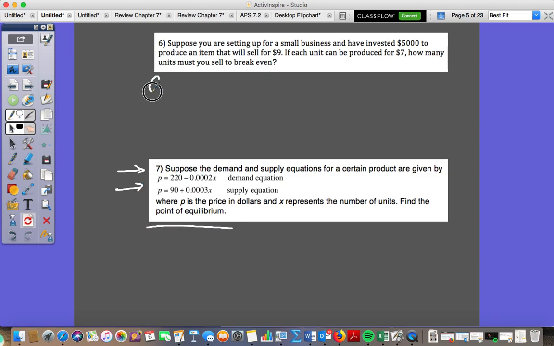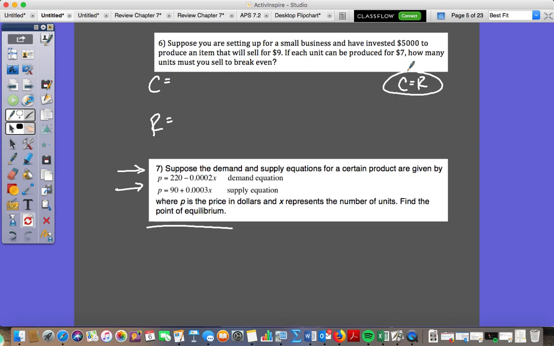And then we set them equal, and where they intersect, we call the point of equilibrium. But up at number 6, we have what we call cost and revenue. The break-even point means where does the cost equal my revenue? How many do I have to sell to finally break even within my company? So we have a small business. We've got Coach Jay's Cafe. The coffee shop is open, and he's invested $5,000 to produce items that sell for $9.